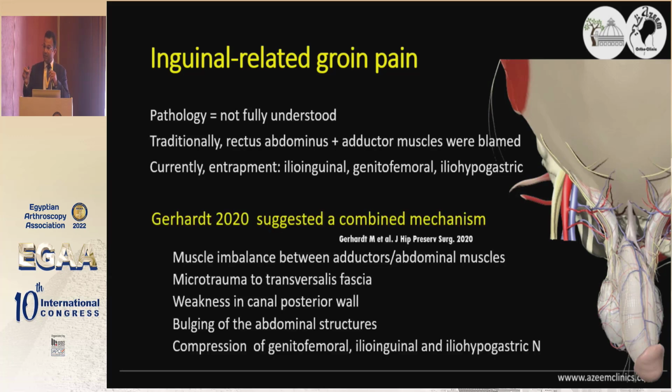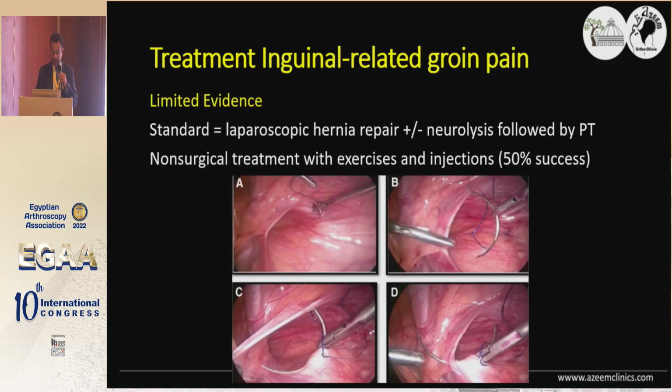Gerhardt in 2020 suggested a new pathology, a combined mechanism, in which a muscle imbalance leads to microtrauma of the fascia transversalis and weakness of the posterior inguinal wall that leads to bulging of the abdominal structures. This bulging of the abdominal structures will compress the nerves, so it's a combined mechanism between a weakness of the posterior wall of the inguinal canal together with an entrapment or a neuroma.